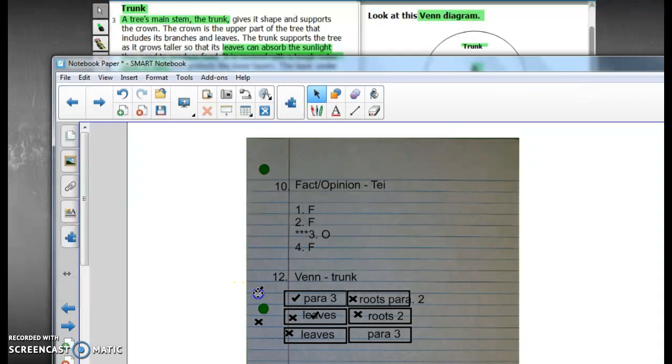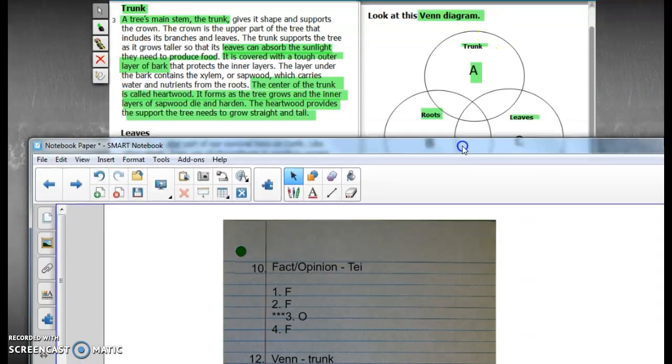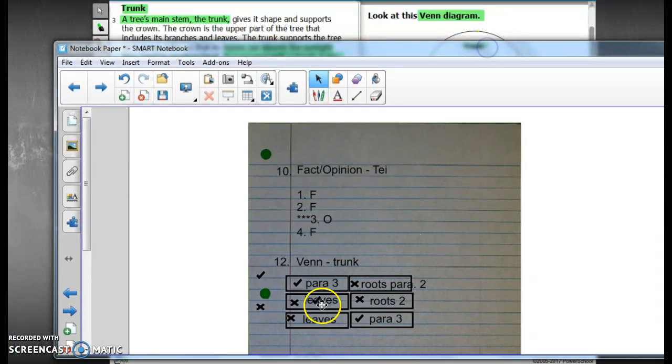So the basic trick here is that you have to look back. You have to skim for the trunk. Give me proof. Where did you find it? Okay. The leaves should have been in paragraph 4. Okay. Use your titles. That is going to help you. That's it for number 12.